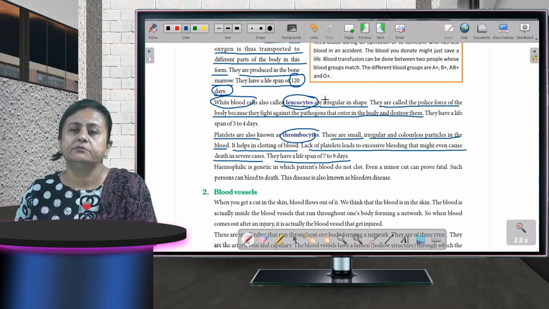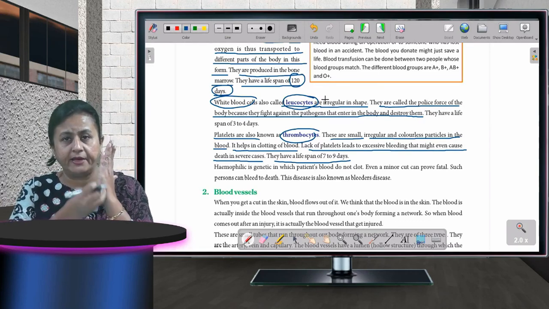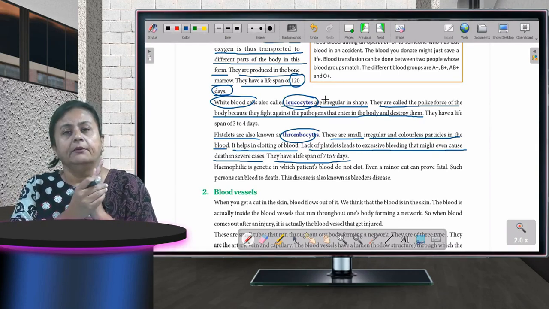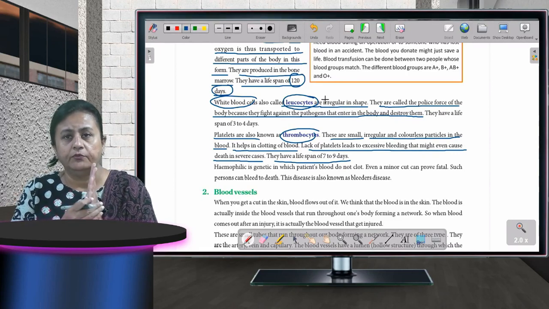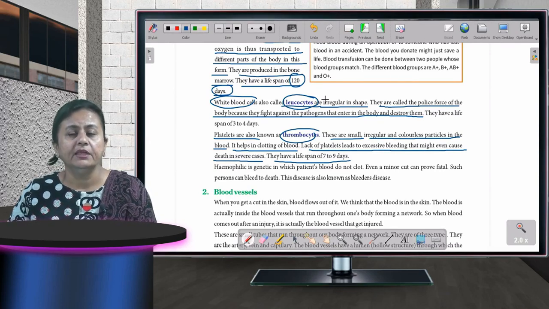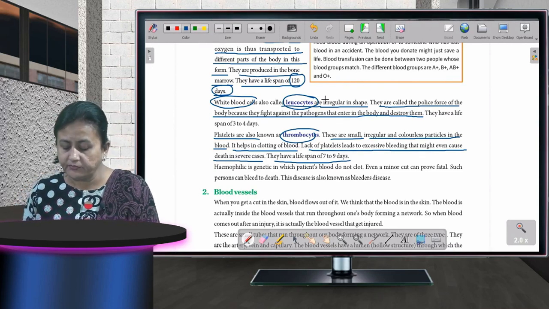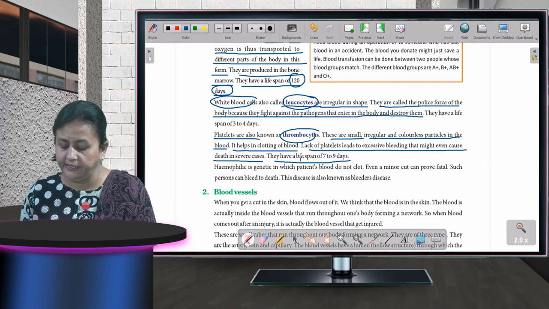Now platelets, what is the work of platelets? They help in clotting. Suppose I get a cut over here and my platelets are low. What will happen? The blood will not clot. Platelets help the blood to clot, and in case my platelets are low, the bleeding will not stop and I will die. And the lifespan is 7 to 9 days.